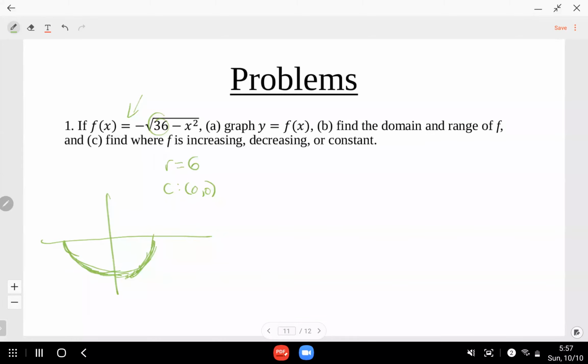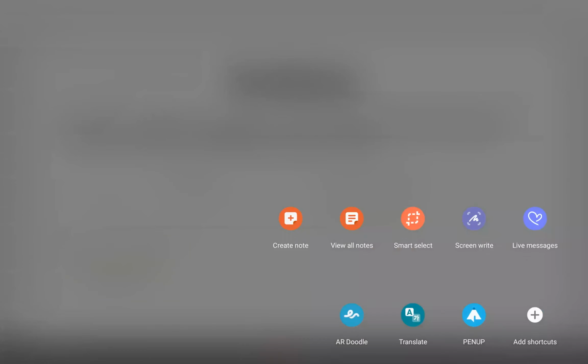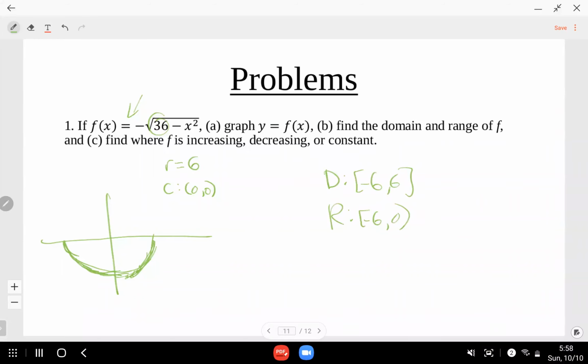And so you can see here that the domain here is going to be -6 to 6. Range here is going to be -6 to 0. Oh, what happened here? And I took a screenshot by accident. Great. So you can see that's the domain and the range, and now when it is increasing.